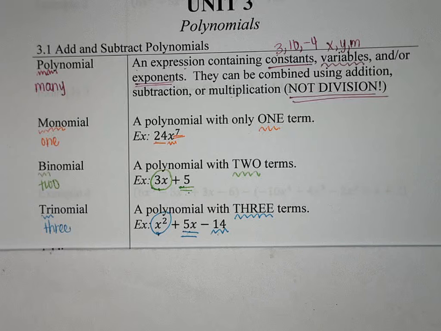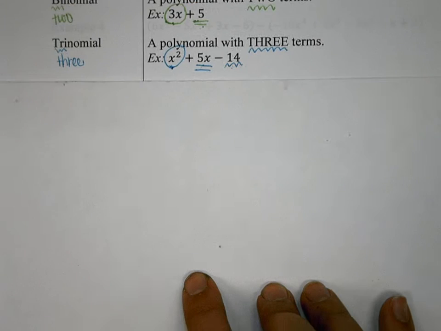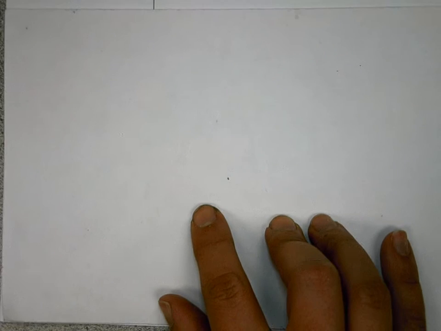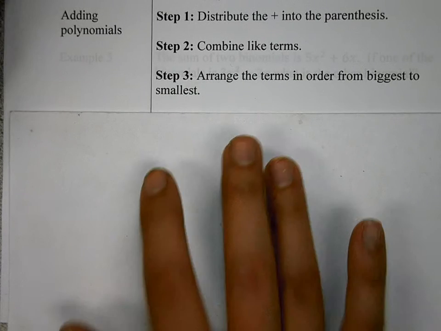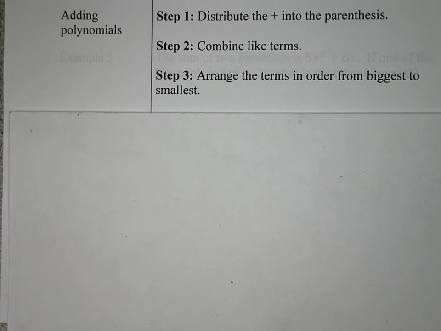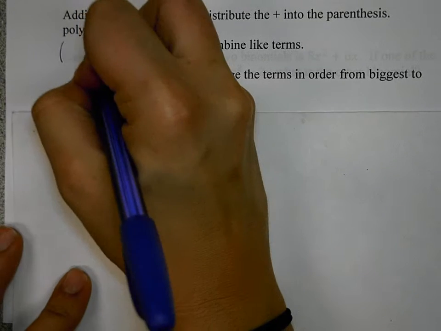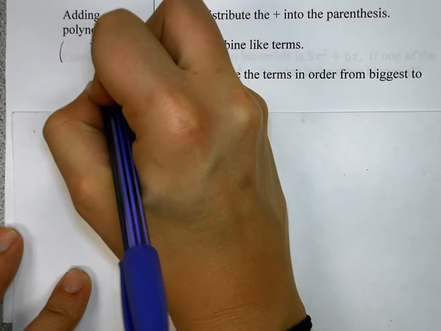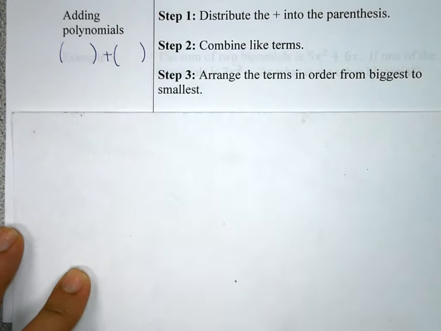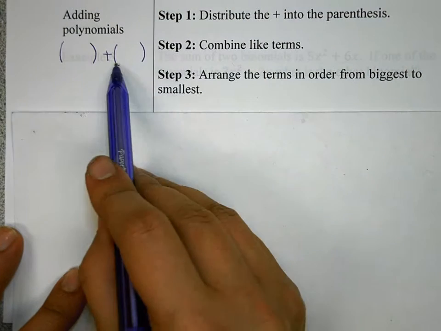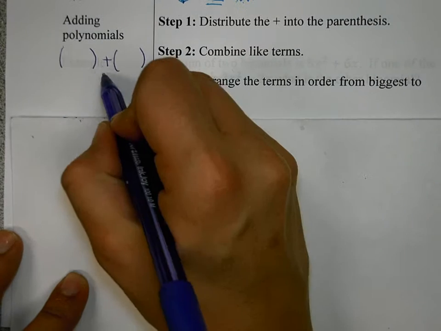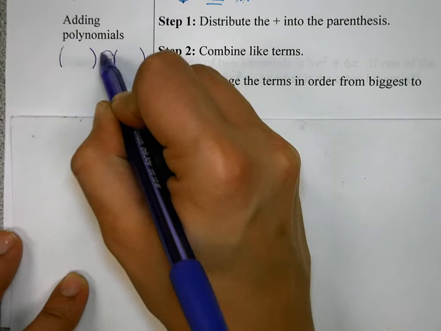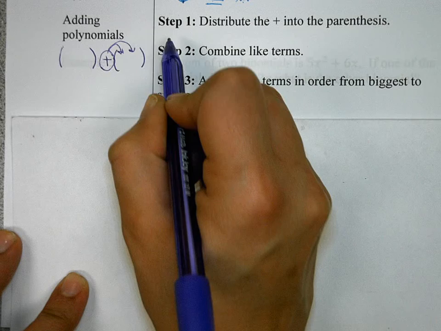So how do I add polynomials? We have 3 steps to adding polynomials. The first one is we're going to get 2 sets of parentheses with polynomials inside each, and they will be added together. So what we're going to want to do is distribute that plus sign, the addition, into the parentheses. That's step 1.